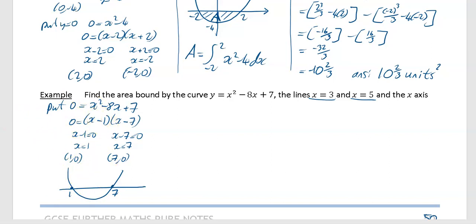So here we can mark in what we want. We'll put in x equals 3 and x equals 5. So these are going to be vertical lines. And we're looking for this wee area in here. So this is where your A is going in this bit. That's what we're looking for. So if we jump on, your area is the integral between 3 and 5 of x squared minus 8x plus 7. And see what you get.